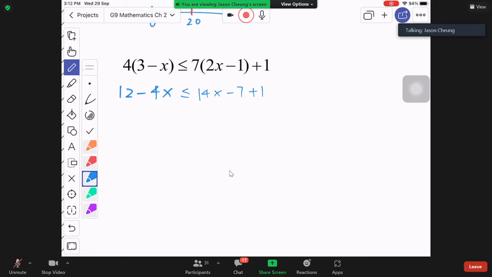All right, another question. We are going to rearrange all the terms so that the x things will be on one side, and the number, no x things, will be on another side. So here, two choices. First of all, you can choose to move -4x to the right-hand side, or you can choose to move 14x to the left-hand side. So which one will you choose? Which one will be better?